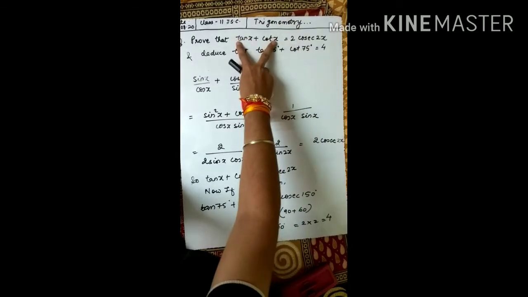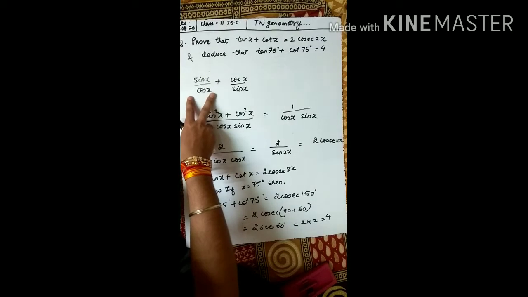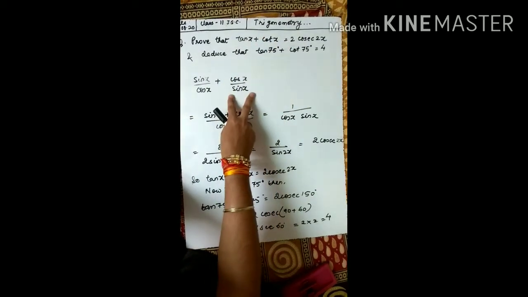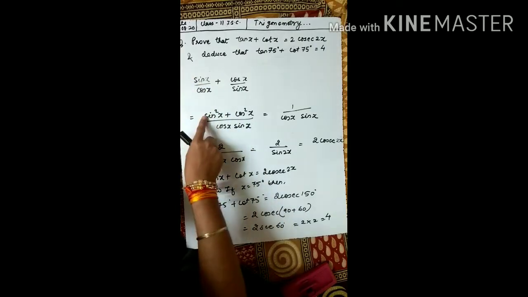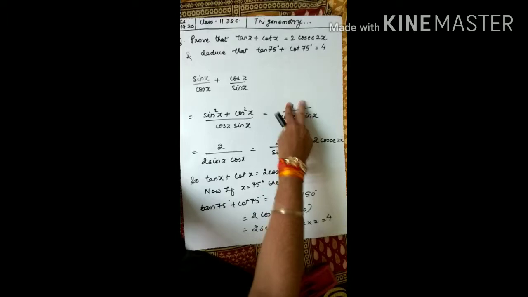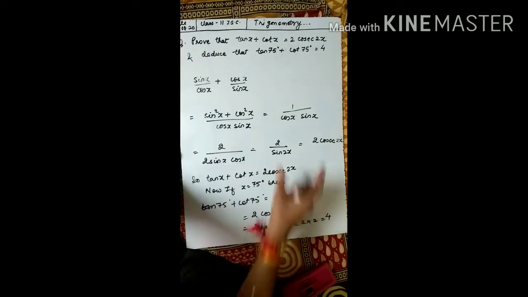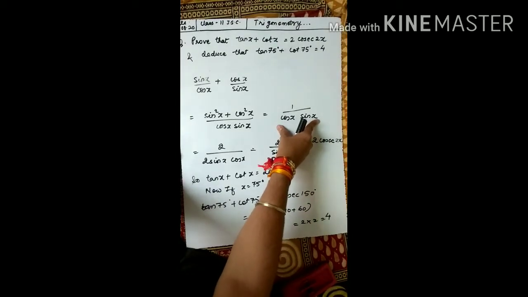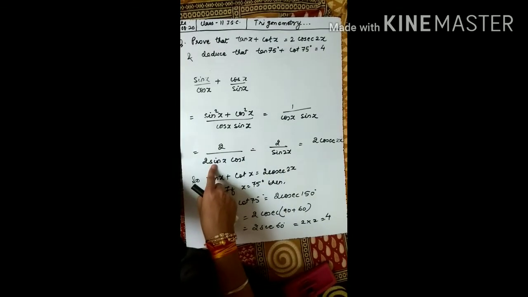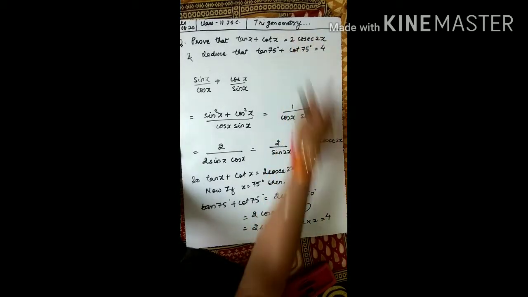I've taken the LHS, tan x plus cot x. Tan x can be written as sin x upon cos x, plus cot x can be written as cos x upon sin x. Now taking LCM, sin square x plus cos square x upon cos x sin x. This will be 1, so 1 upon cos x sin x. Now as we have the identity of sin 2x as 2 sin x cos x, and we have sin x cos x only here, I'm multiplying by 2 in the numerator and denominator. So this will become sin 2x, and this 2 is as it is, and when this sin 2x comes up, it will be 2 cosec 2x. So hence we have proved.